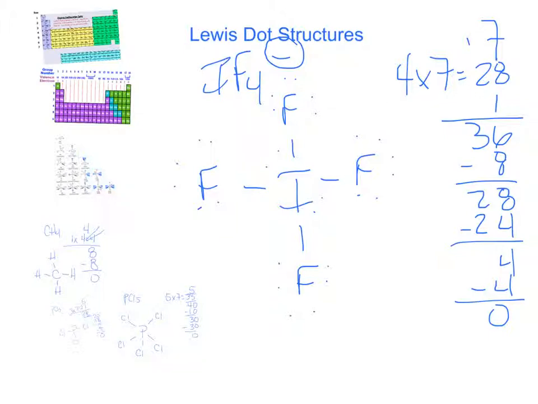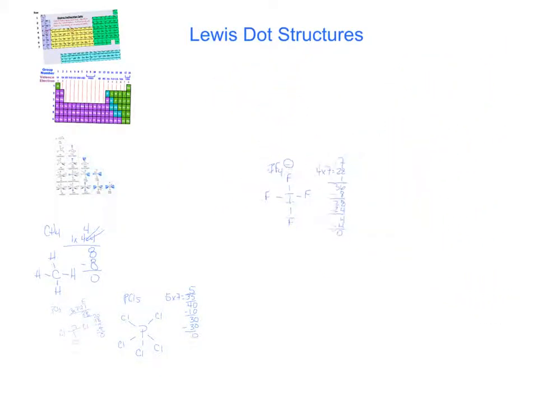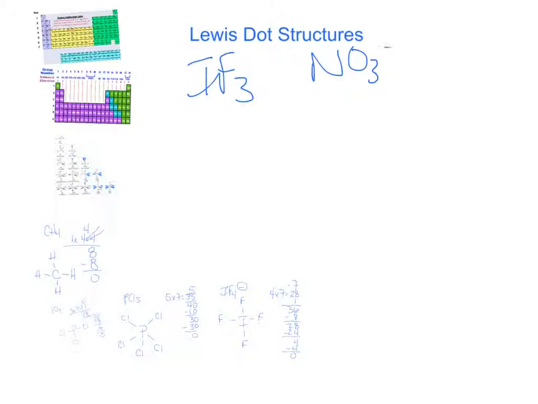So let me just give you one as a little test. You should stop the video when I do these two. Let's do IF3, and might as well throw another one out there. Here's a kind of a funky one. NO3 minus. So there's an ion and a regular structure. So go ahead and stop it right here. And then when you get back on, I will show you the correct answer.